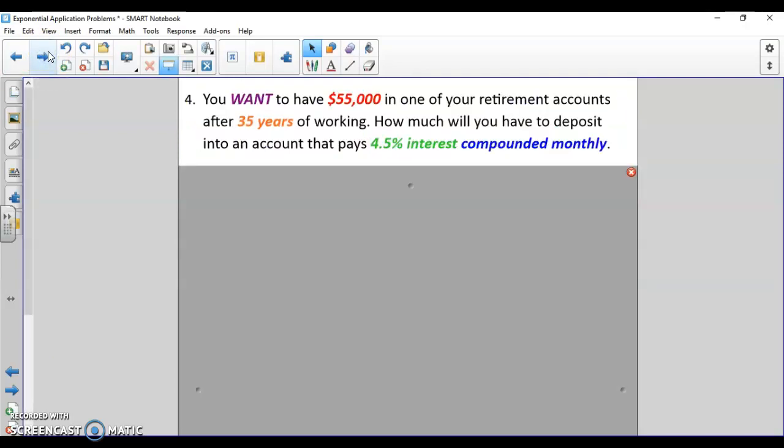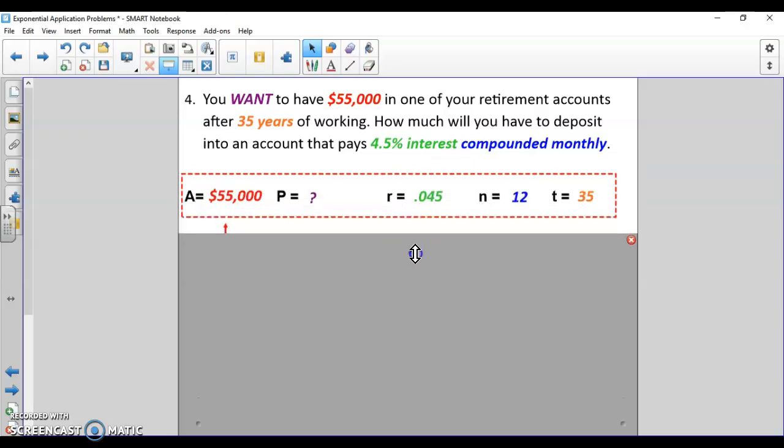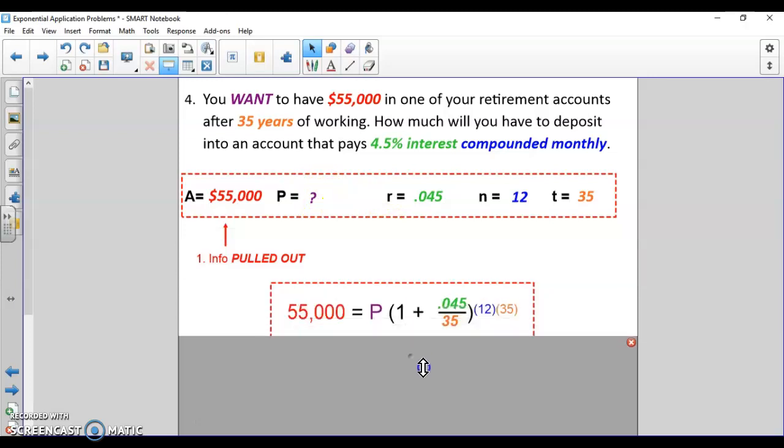Last switch up here. I want to have $55,000 in the end in one of my retirement accounts after 35 years of working. How much will you have to deposit into an account that pays 4.5% interest compounded monthly? So I switch the A and the P. I know what I want to end up with. I know my final amount. I don't know what I want to start with though. So I have my information different. I have A, I don't have P. All right, keep that in mind.